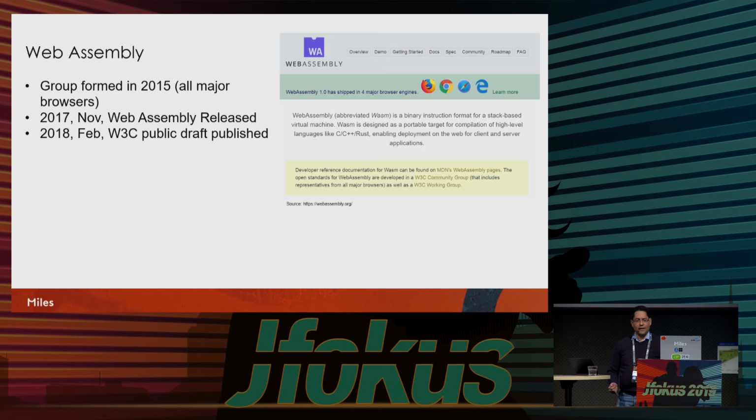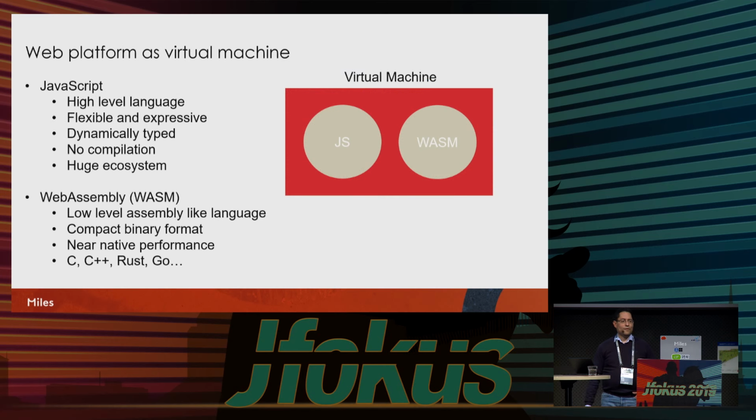But if we take a high-level picture of the web, if we see the web platform as a virtual machine, we can see that there are two different parts. One is controlled by JavaScript. As we all know, JavaScript is more of a high-level language. It's very flexible and expressive. It's dynamically typed and so on. You don't need to do any compilation, and it has this huge ecosystem.